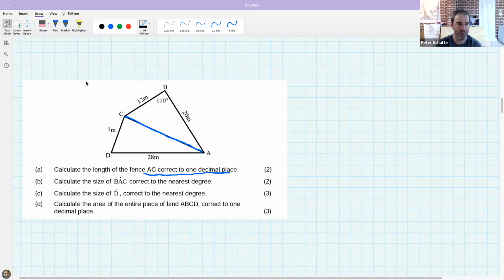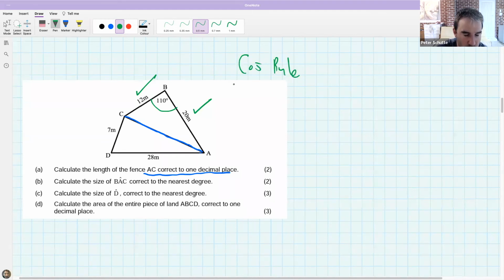Okay, I see some people are voting. A couple of people have voted already. They're saying what strategy they're going to use. So if I look at the triangle, I see one side, another side, and the angle in between them. And that reminds me of something called the cos rule. And so I'm going to start by writing out the cos rule, but I'm going to write it out as if I'm finding sides. So my suggestion would be the cos rule.